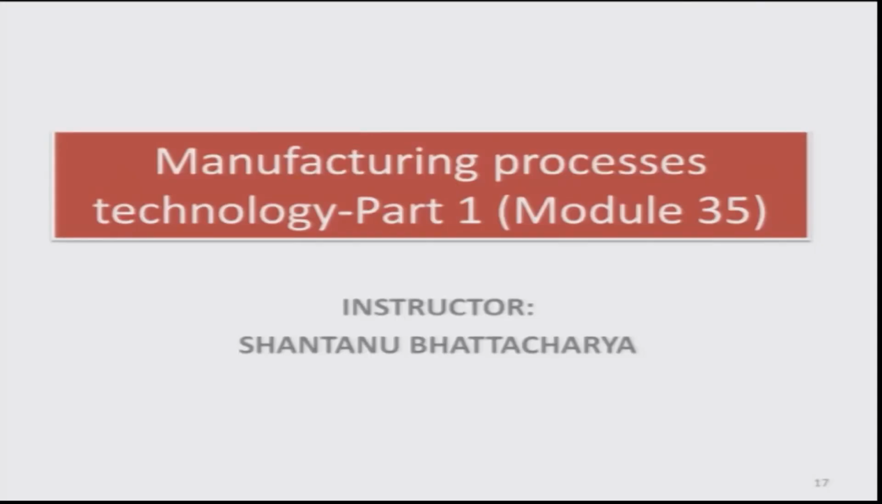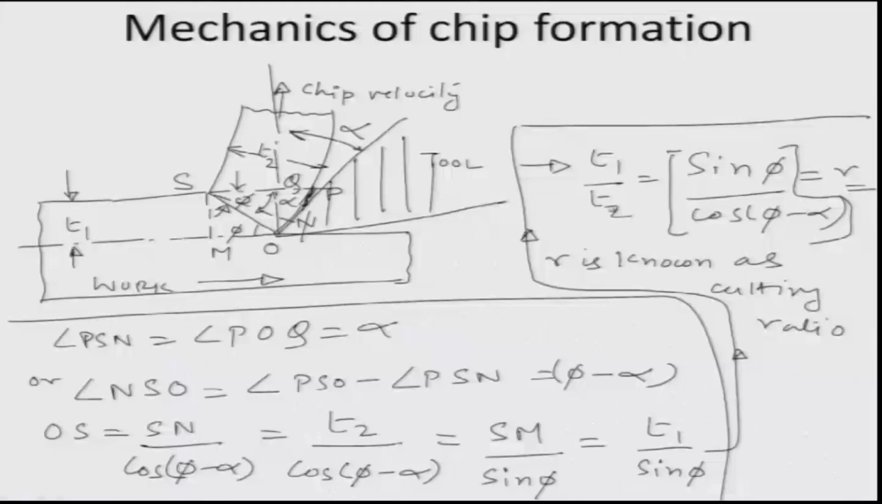Hello and welcome to this manufacturing process technology part 1 module 35. We were talking about the chip thickness ratio, and in context of that we had derived this formulation related to the ratio of T1 and T2, T1 being the uncut chip thickness and T2 being the cut chip thickness, and it basically resulted in the angular ratio sin phi by cos phi minus alpha.